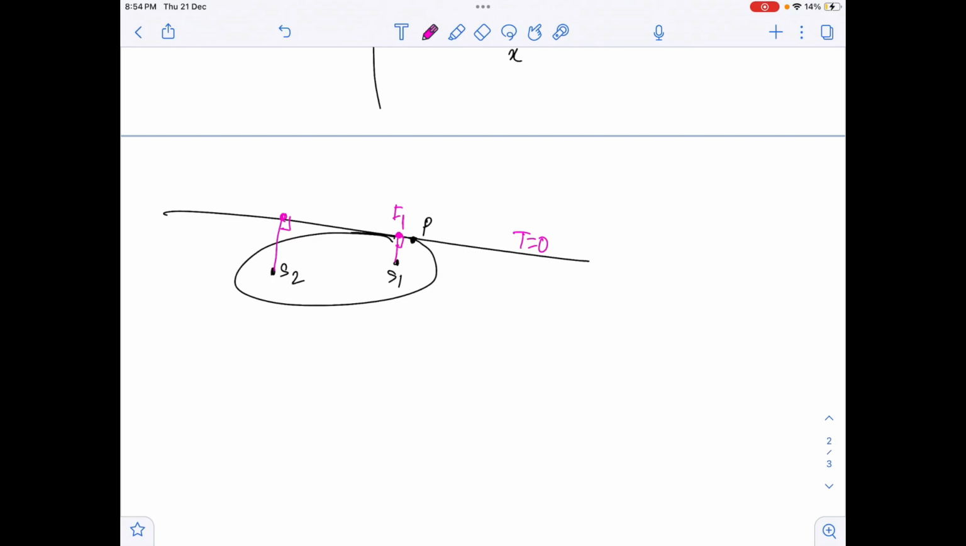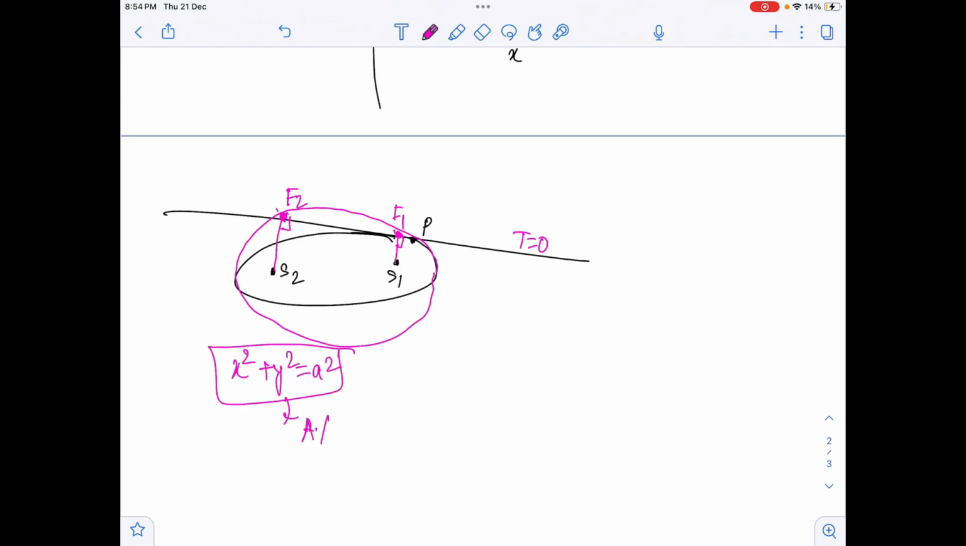So let's say this is the tangent t equals 0. From the focus S1 on t equals 0, we have the foot of the perpendicular F1, and from S2 we have F2, right? So this F1 and F2, interestingly, will lie on the auxiliary circle. That's magical, right? So the locus of F1 and F2 will be x square plus y square equal to a square. So this is the auxiliary circle of the ellipse.